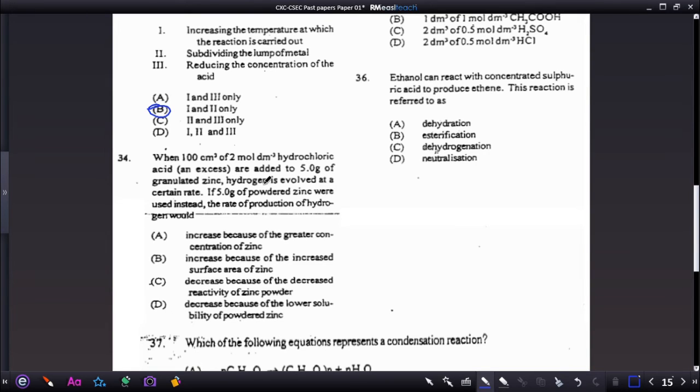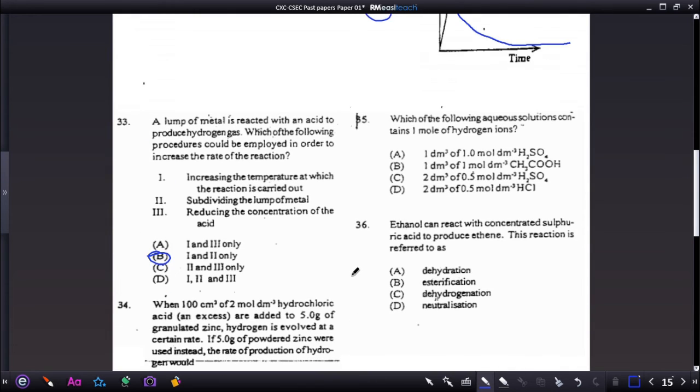So here they added 5 grams of granulated zinc and hydrogen is evolved at a certain rate. But they are wondering, if you were to add 5 grams of powdered zinc, then what would happen? Then we would expect an increase because the surface area of zinc was increased, which affects the rate of reaction.